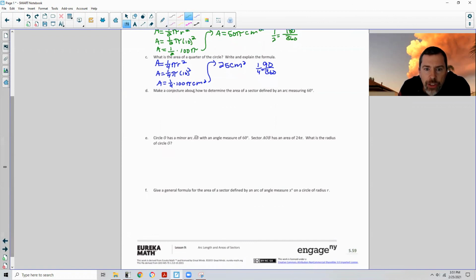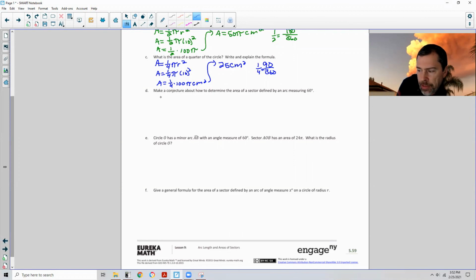D says, make a conjecture about how to determine the area of a sector defined by an arc measuring 60 degrees. So what you would say is, these are all sectors, right? As we get smaller and smaller, a sector is like a piece of pizza. You can cut a pizza in half, cut a quarter pizza and make 4 slices. We could cut it again and make 8. We could cut it into different degree measures. If we're going to do a 60-degree angle, then we would say area of the sector.